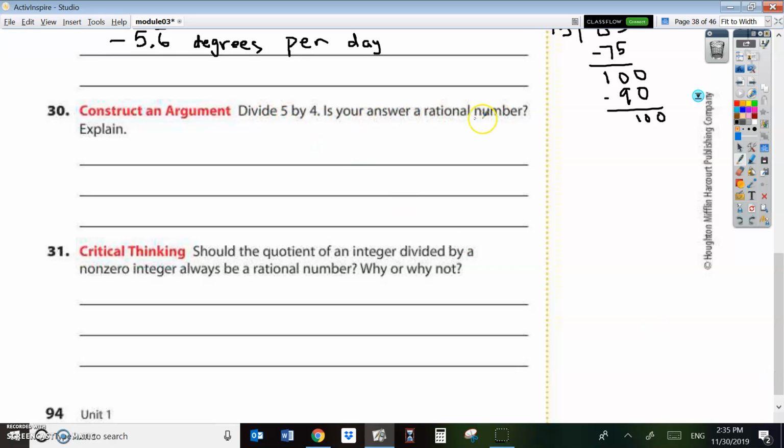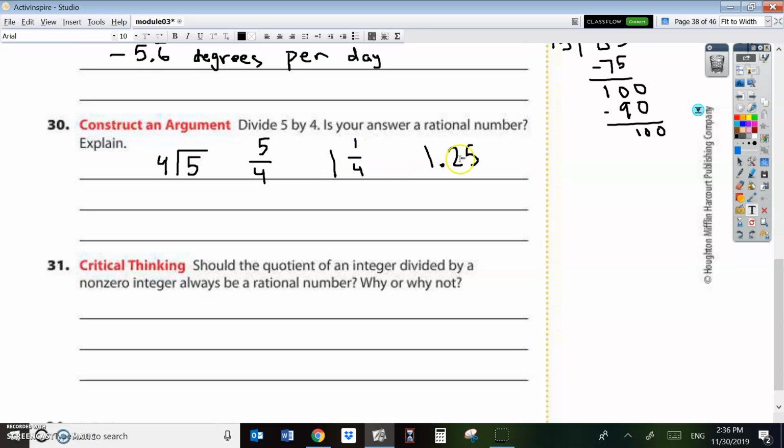Divide 5 by 4. Is your answer a rational number? Explain. Okay, you can do this several different ways. 5 divided by 4, 5 over 4, 1 and 1/4, 1.25. These are all the same because you're dividing 5 by 4, and these are some answers that you would get. Is your answer a rational number? Yes, because rational numbers are repeating and terminating decimals, and this is a repeating or a terminating decimal. Fractions and decimals.